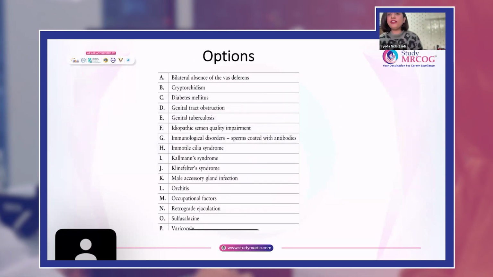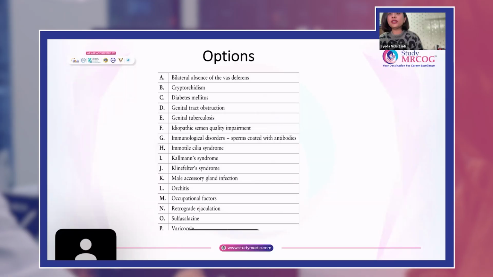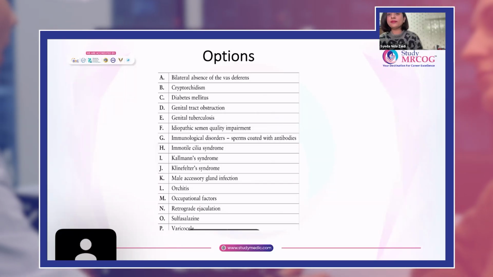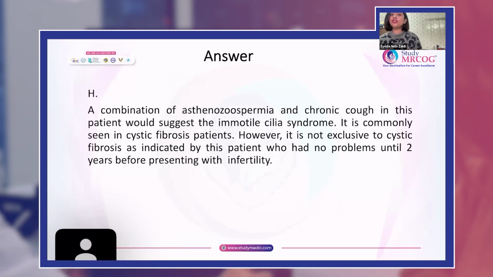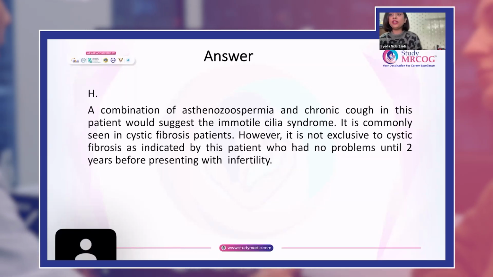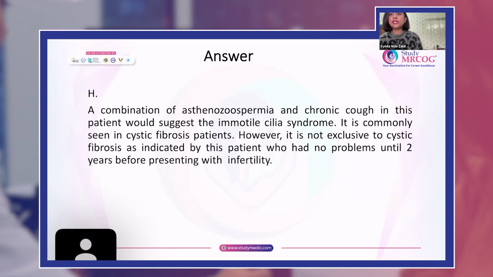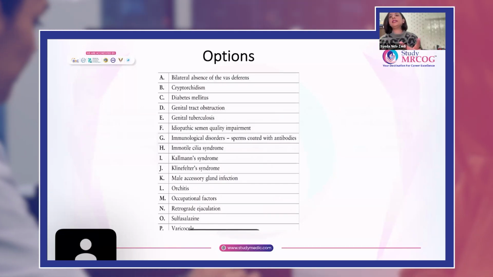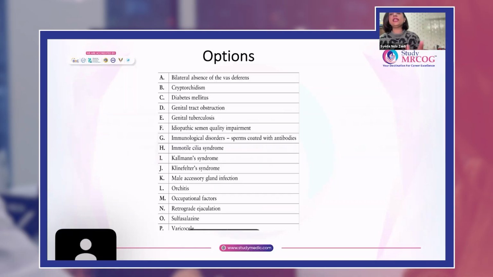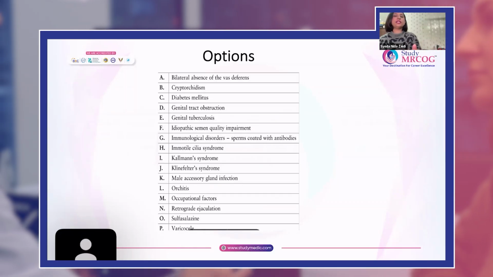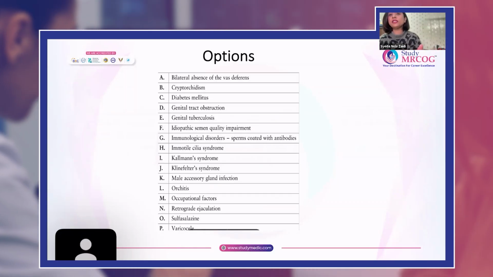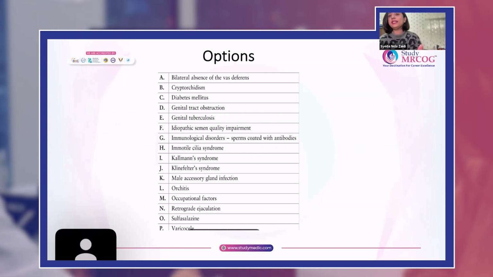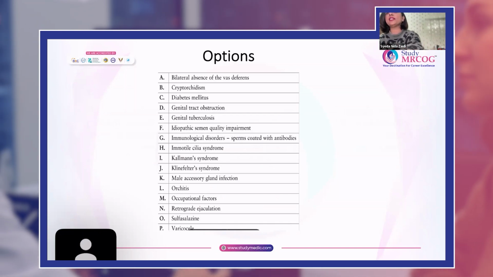From the options that have been listed here, the best option that comes to mind is option H, immotile cilia syndrome. A combination of asthenozoospermia and chronic cough in this patient would suggest the immotile cilia syndrome. So if a patient comes to you with a long-standing history, it can be congenital bilateral absence of vas deferens, and it can be cystic fibrosis. But in this case, it's a short-term history, and he has had kids before, so it's immotile cilia syndrome.